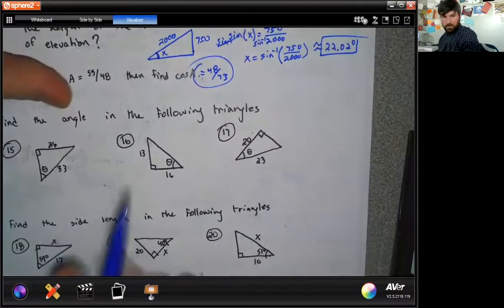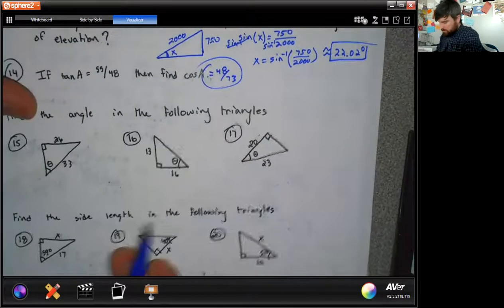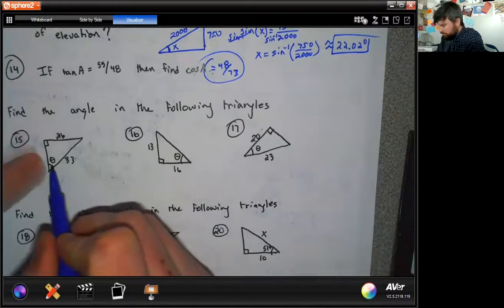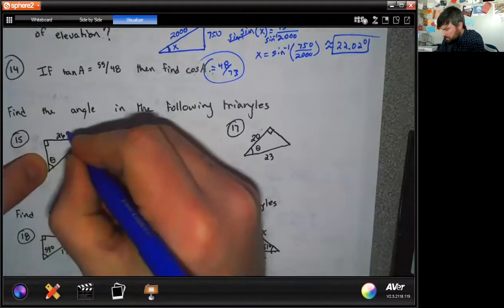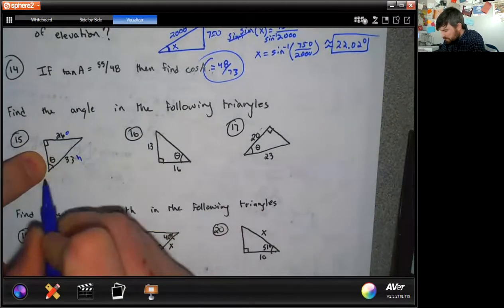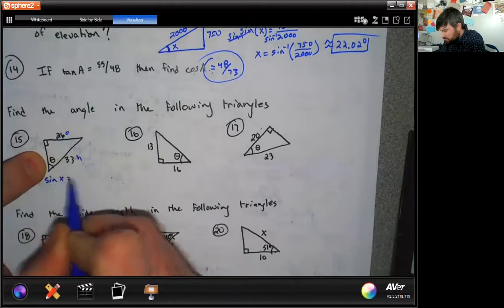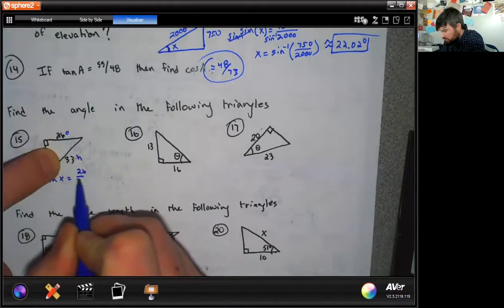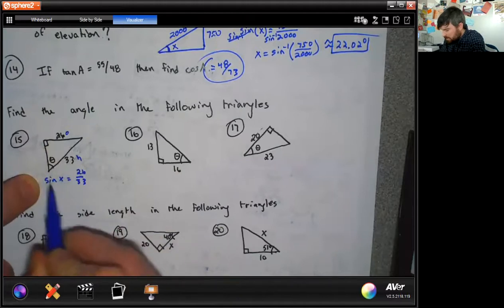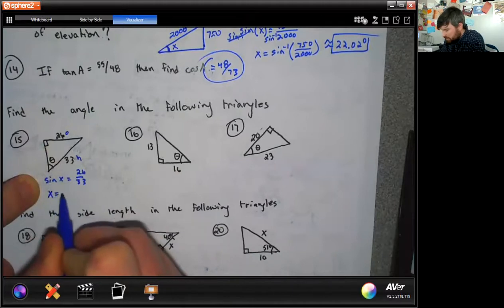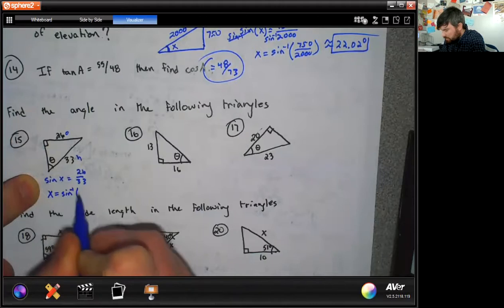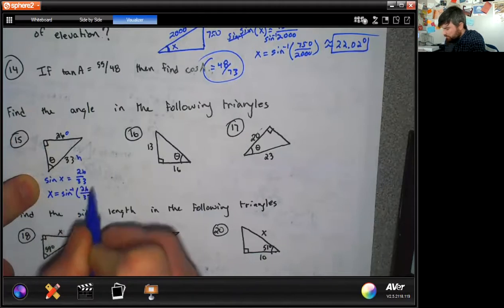Find the angle in the following triangles. Okay, so here's the angle. We have opposite and hypotenuse. So that's sine of x equals 26 over 33. To get rid of sine, I take the inverse. So x equals the inverse sine of 26 over 33.